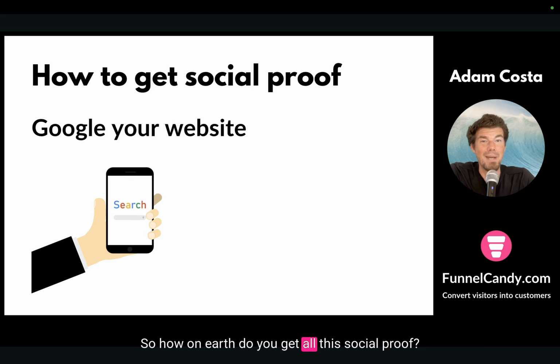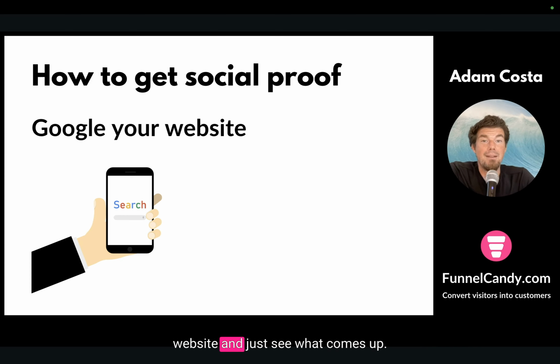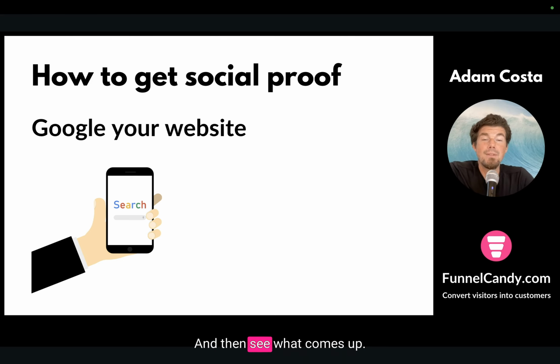So how on earth do you get all this social proof? Well, the first obvious step is to Google your website. Type in the name of your website and just see what comes up. You can even type in the name of your website and words like reviews or recommendations, and then see what comes up.